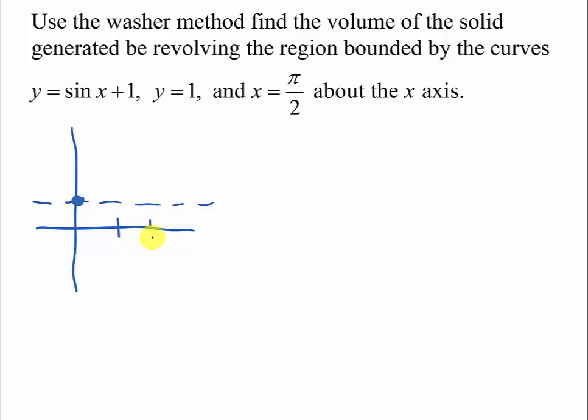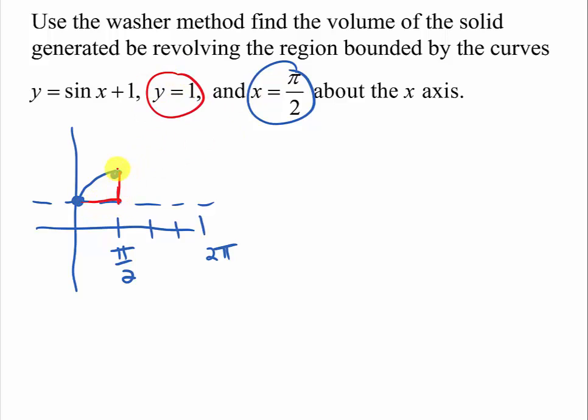And I know its period is 2 pi. So I know at pi over 2 it will go to its maximum. And that's actually as far as we need to go. So our curve goes like this, and then our other boundaries are y equals 1 and x equals pi over 2. So there is our region. We're supposed to rotate this around the x-axis.